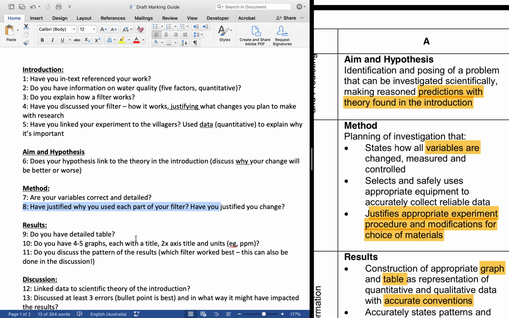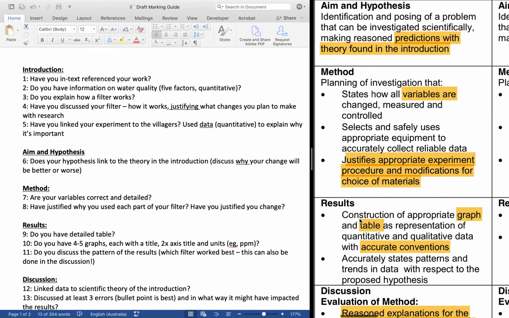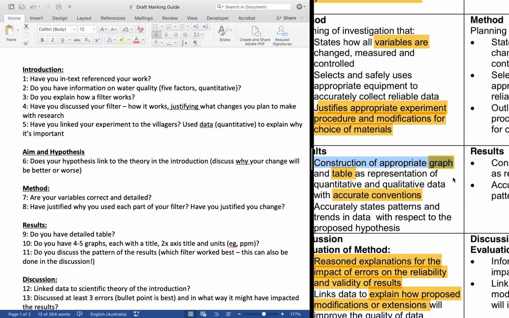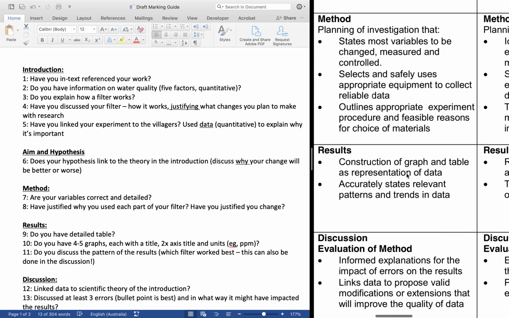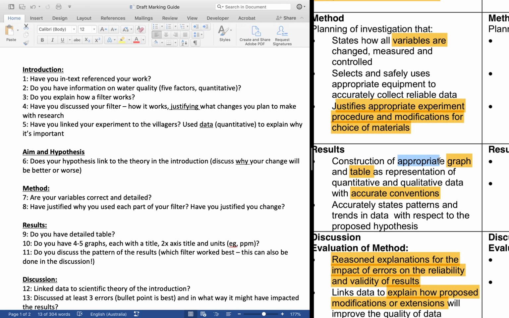Now, point 9 is the graphs. Do you have a detailed table? Now, why is that important? Because I'll be marking you on this section here. Construction of an appropriate graph and table as a representation. That's the A descriptor. Look at the B. Construction of a graph and table. Look at what's missing. The word appropriate. That's what's missing.